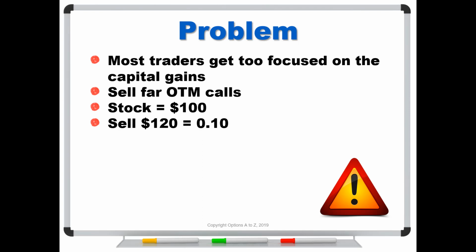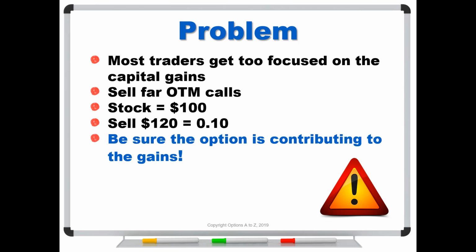So again, the main point of this video, be sure that the option is contributing to the gains. And by that I mean a significant portion. And yeah, I know that's subjective, but don't let it contribute 1% or 2%. I'd probably try to get at least 20, 25% of the total gains coming from that option.